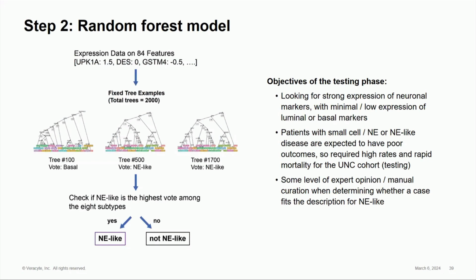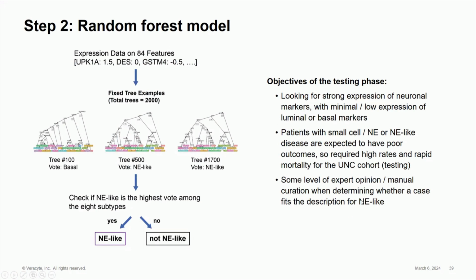So this basically shows you how that works. The random forest model is basically a series of trees. Each patient tumor will go through 2,000 iterations of this random forest model, and each tree will give it a vote. So it's basically random how it goes down these trees. And then it takes the highest vote among all the 8 subtypes and says yes or no to neuroendocrine or neuroendocrine-like.